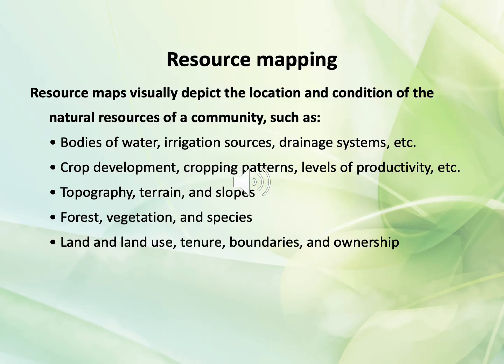Resource mapping. Here, resource maps are visual depictions of the location and condition of the natural resources of a community, such as where the ponds, that is bodies of water, irrigation sources, drainage systems, etc. are. It also means crop development, cropping pattern, levels of productivity, topography, terrain and slopes, forest vegetation and species, land use, tenure, boundaries, and ownership. So let us have a look at the example.